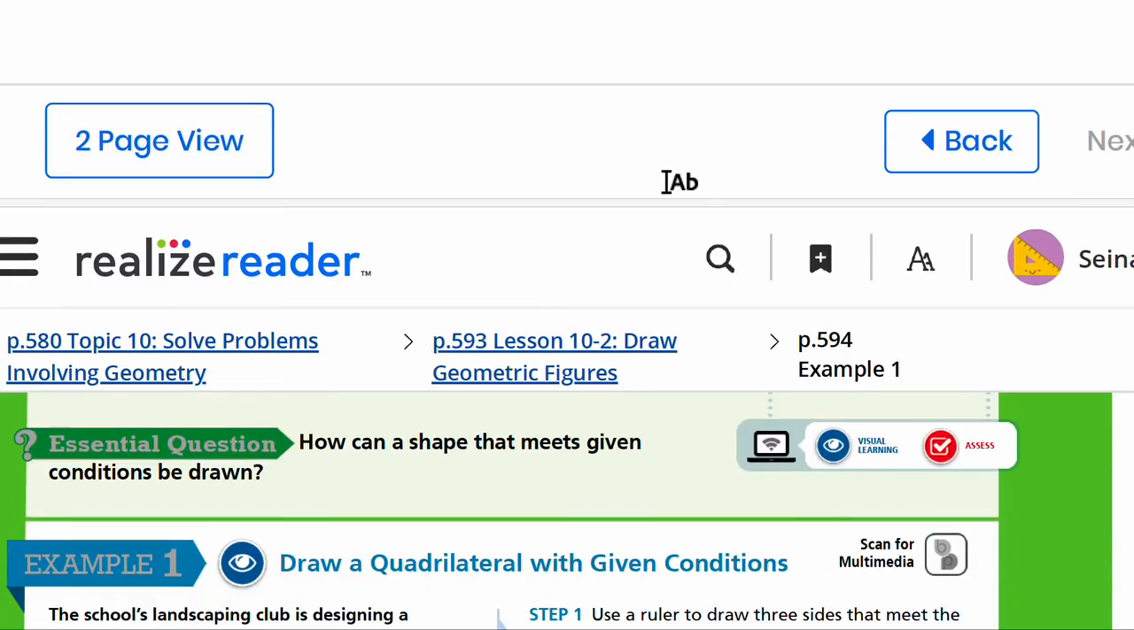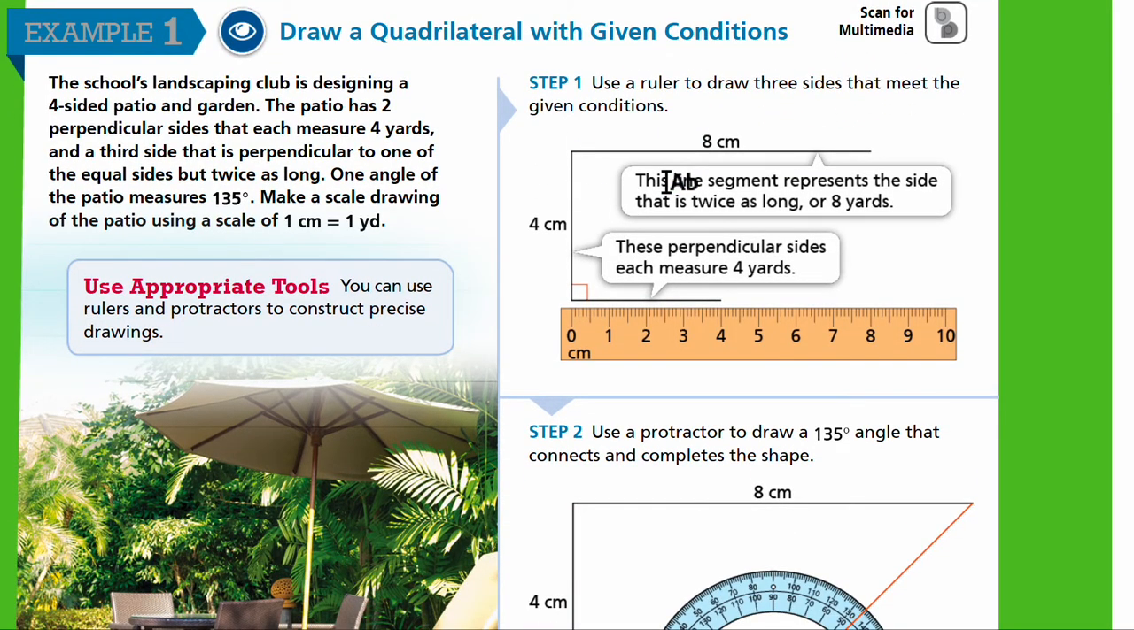So let's go to example 1. Draw a quadrilateral with given conditions. The school's landscaping club is designing a 4-sided patio and garden. The patio has 2 perpendicular sides that each measure 4 yards, and a third side that is perpendicular to one of the equal sides, but twice as long. One angle of the patio measures 135. Make a scale drawing of the patio using a scale of 1 centimeter equals 1 yard.